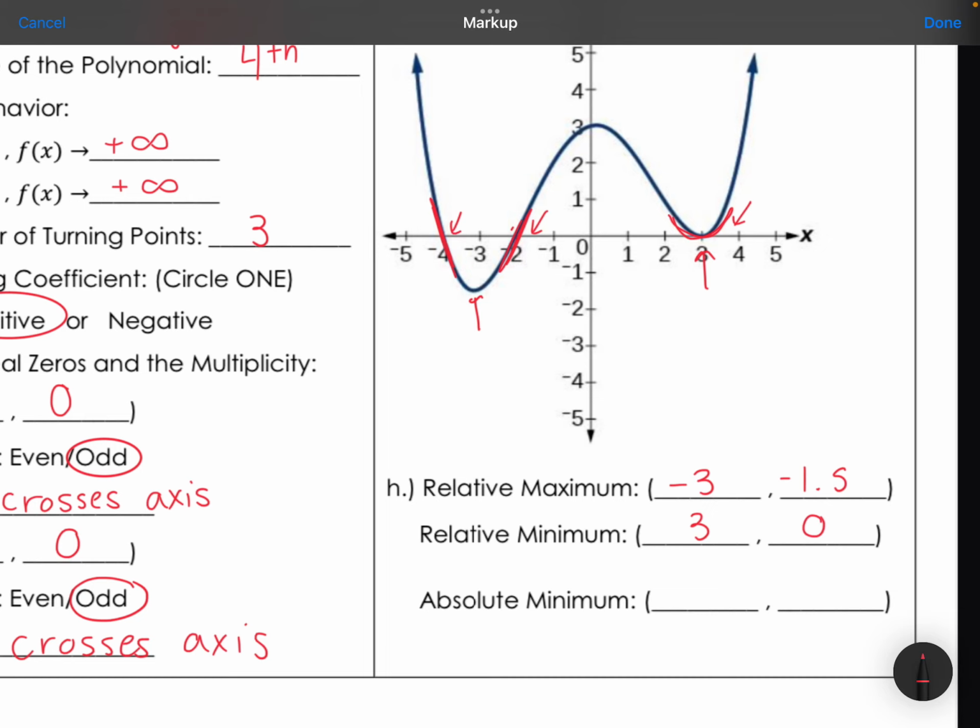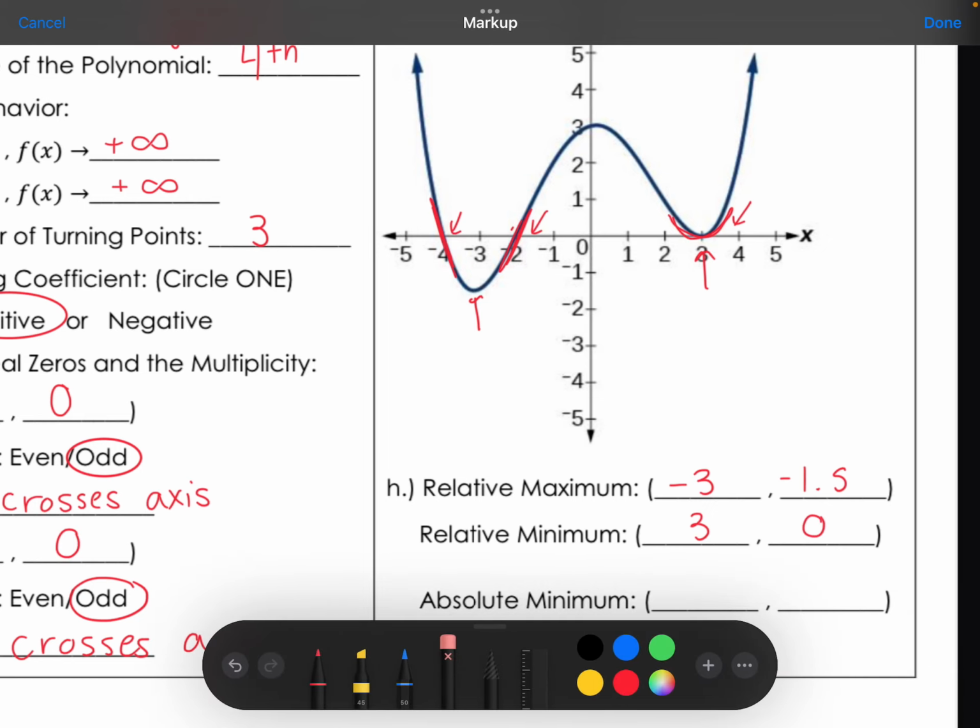Oh, I did that wrong. This is relative maximum. Oops. So relative maximum is this one right here, which is at about 0, 3. And then we have a relative minimum at 3, 0.